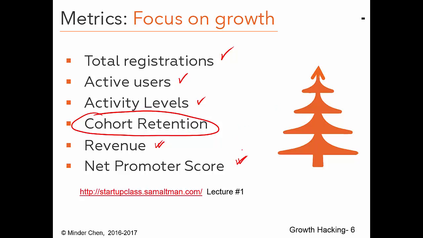And last is the so-called net promoter score. To put it simply at this point, net promoter score basically means that you will have some really loyal customers who will help you to promote your business.